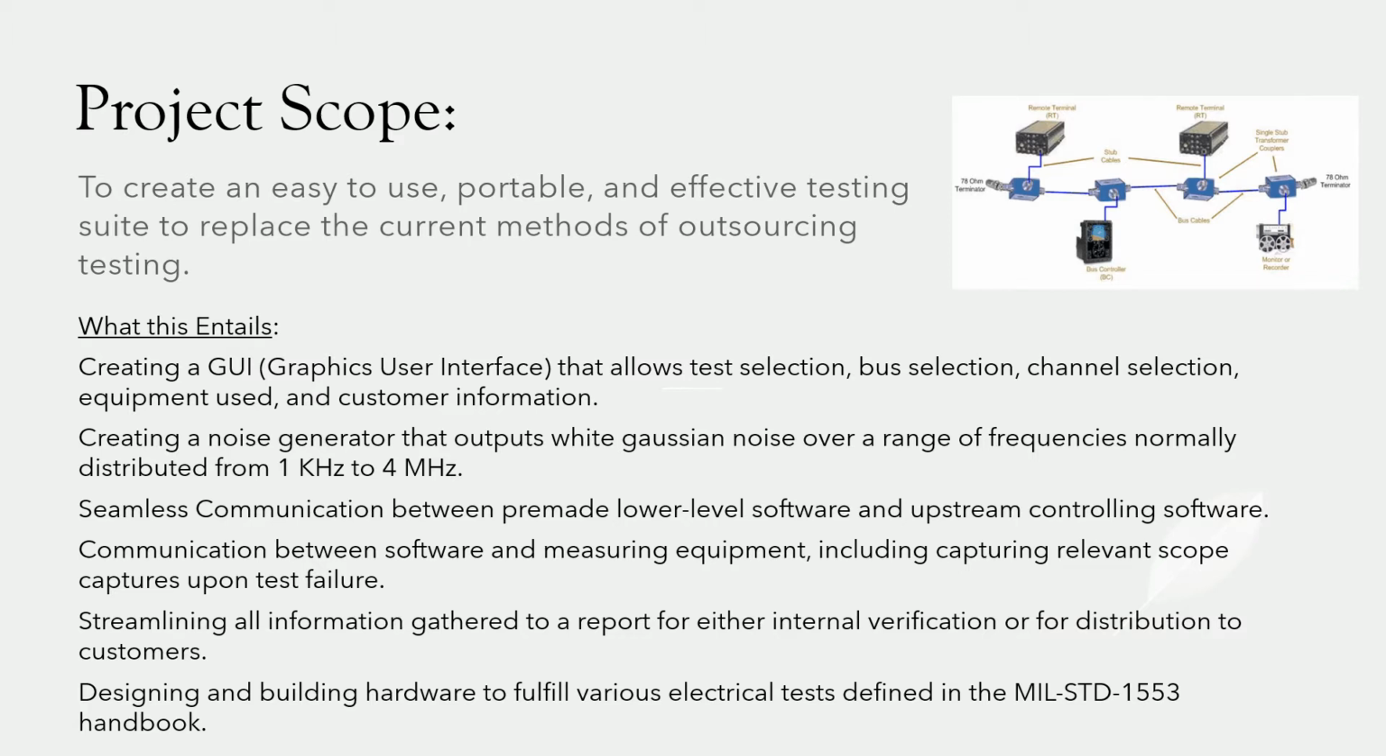Some of our goals in this were seamless communication between lower level software and upstream controlling software. Communication between software and measuring equipment, including capturing relevant scope captures upon test failure, was also a big goal for us. Streamlining all information gathered to a report for either internal verification or for distribution to customers is obviously what GE would like this project to provide. And then finally, designing and building all the hardware to fulfill the various electrical tests defined in the Military Standard 1553 handbook.